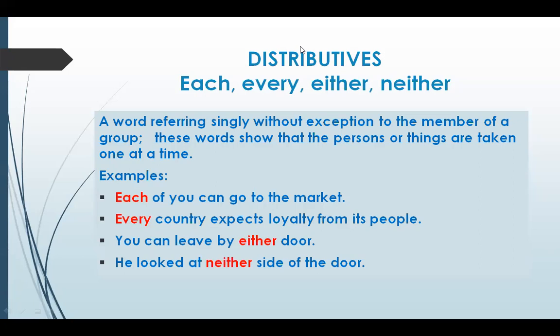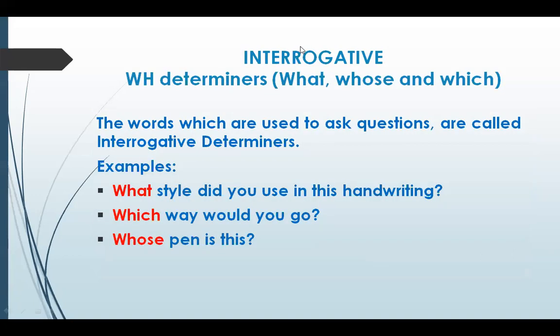And neither is the opposite of either. So, neither book covers my syllabus. We have received two proposals. Neither proposal is practicable. So this way we use the distributives each, every, either, neither. I hope it is clear to all of you. These are things that you are not learning for the first time. You have done this in your previous classes as well. So it's just a revision.